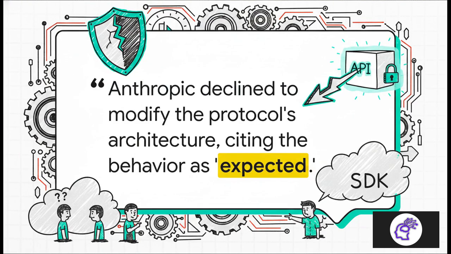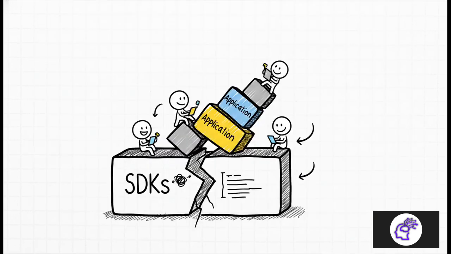Anthropic told us they wouldn't be modifying the protocol's architecture. They said, and I'm quoting here, that the behavior is expected. Their stance is that the responsibility for cleaning up input and preventing this kind of attack falls entirely on every single developer who uses their SDK. So let this sink in. The root cause is still there, unaddressed in all the official MCP SDKs. Python, TypeScript, Java, Rust, you name it. This means that if you're building on this foundation, if you're using these tools to create the next big AI app, you are inheriting this exposure by default, whether you know it or not.